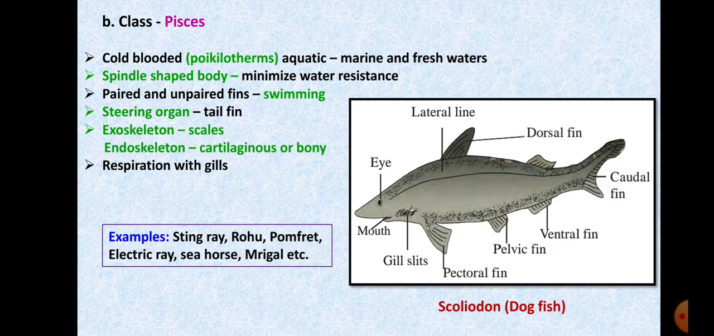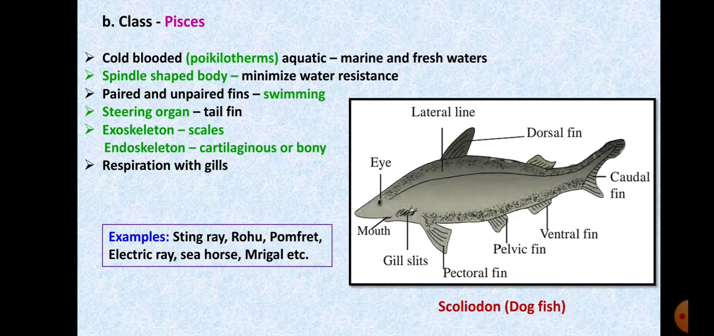Sometimes it is soft, sometimes it is rough, sometimes it is scaly. The endoskeleton can be bony, it can be cartilaginous. It can be made up of cartilage and/or sometimes it can be bones also. Here the respiration of the fishes is always with the gills. Yes or no? This we all have studied since lower grades.